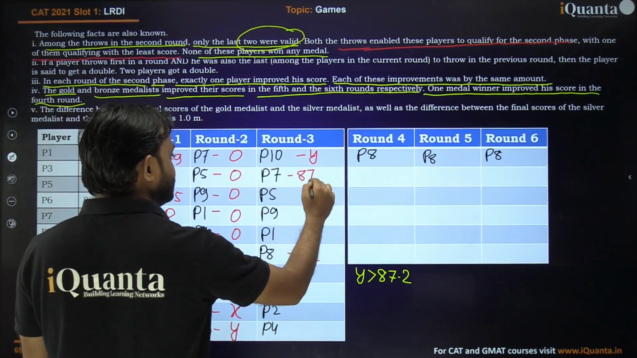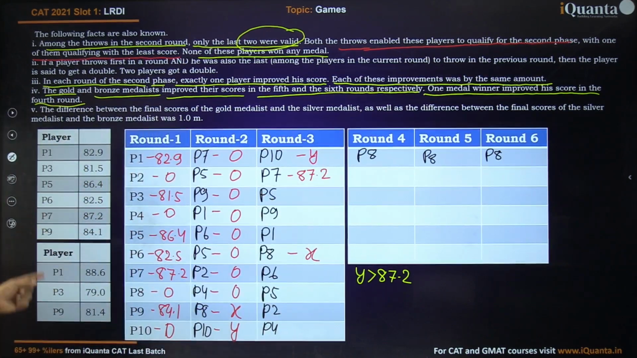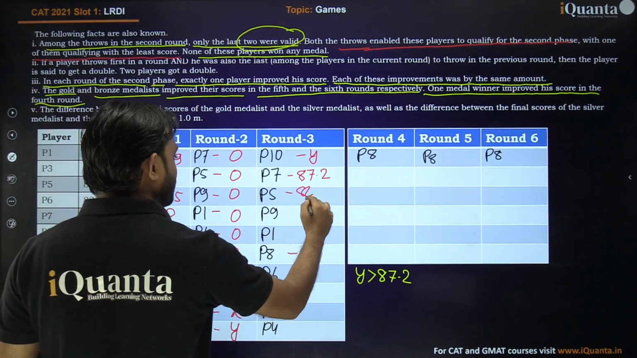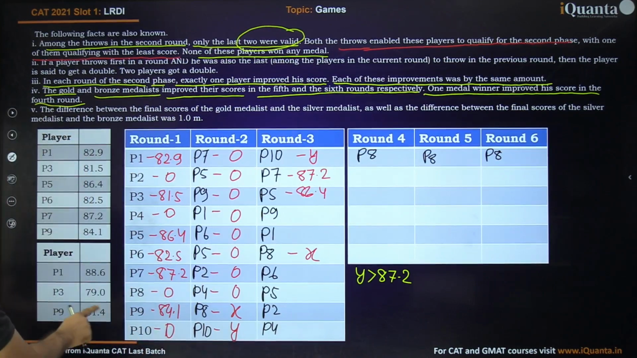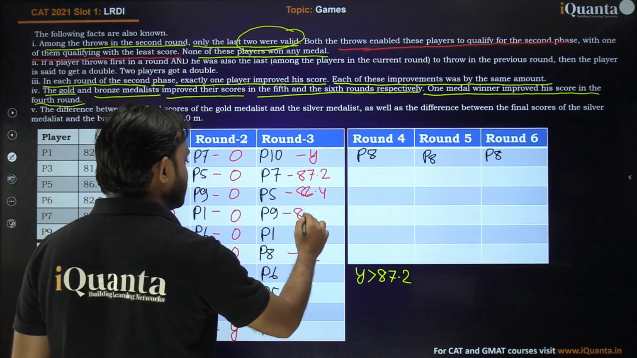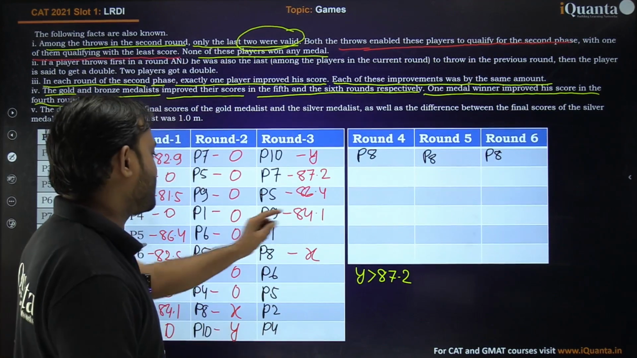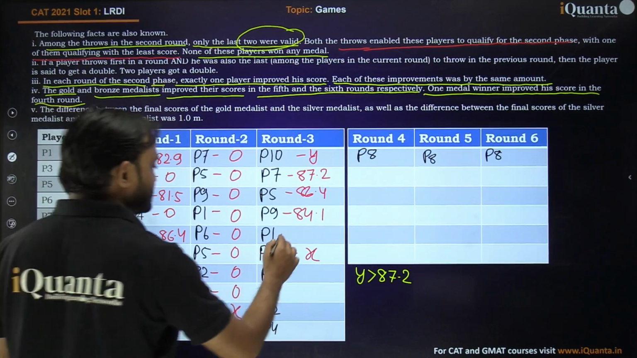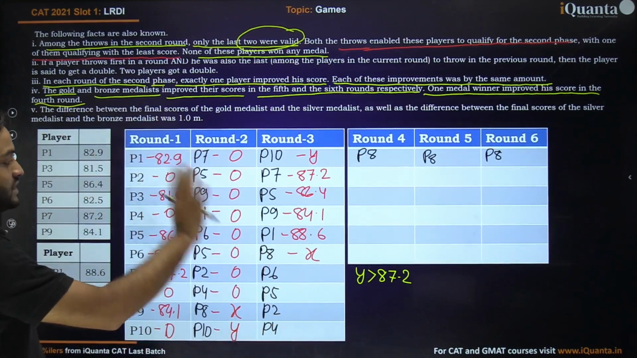So it was 87.2. P5, we don't see P5 here, right? So P5 scored 86.4, which is the same as the first round. P9 is here 81.4, and previously it was 84.1. So 81.4 is null. We won't count it, okay, because the better is 84.1. What about P1? P1 scored 88.6, which was definitely better than the previous one, 82.9.